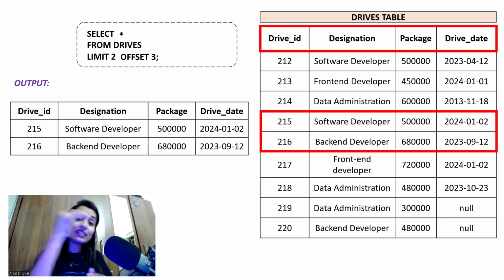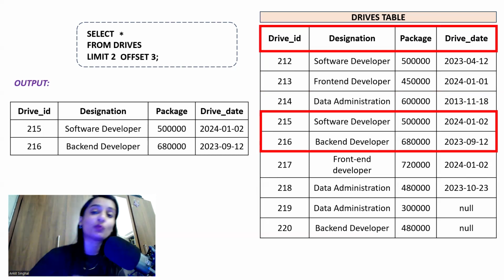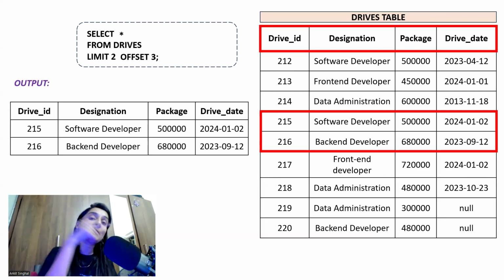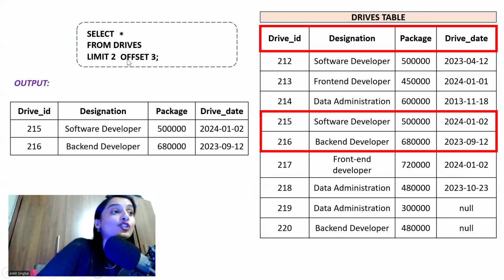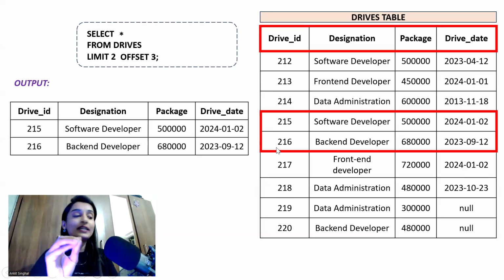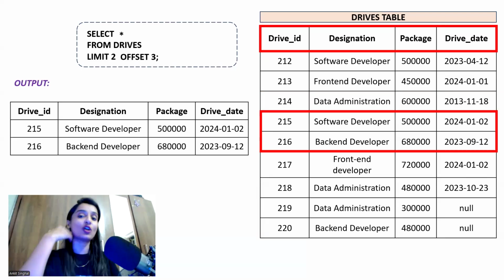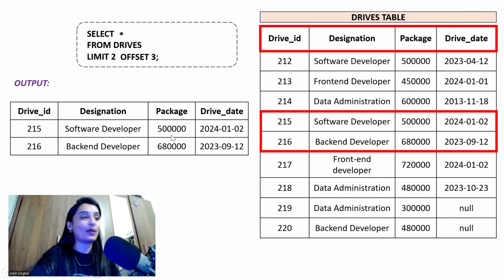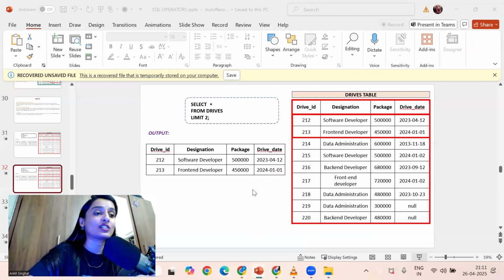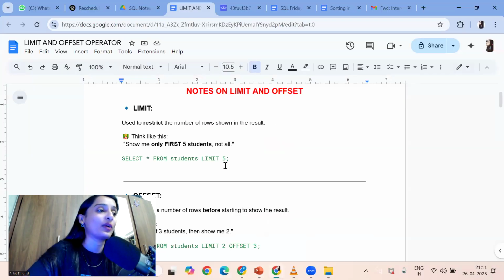So limit will limit the number of records displayed in the output. Offset will help you skip the records first and then limit the records. I have told you the initial 3 records, 1, 2, 3, skip them. And for the next 2 records after skipping, you don't give all records, only 2. You limit it and display in the output. That's all, guys. Now if you execute the query, this is what you will get in the output. Now let's see the notes and the practice questions on limit and offset together.